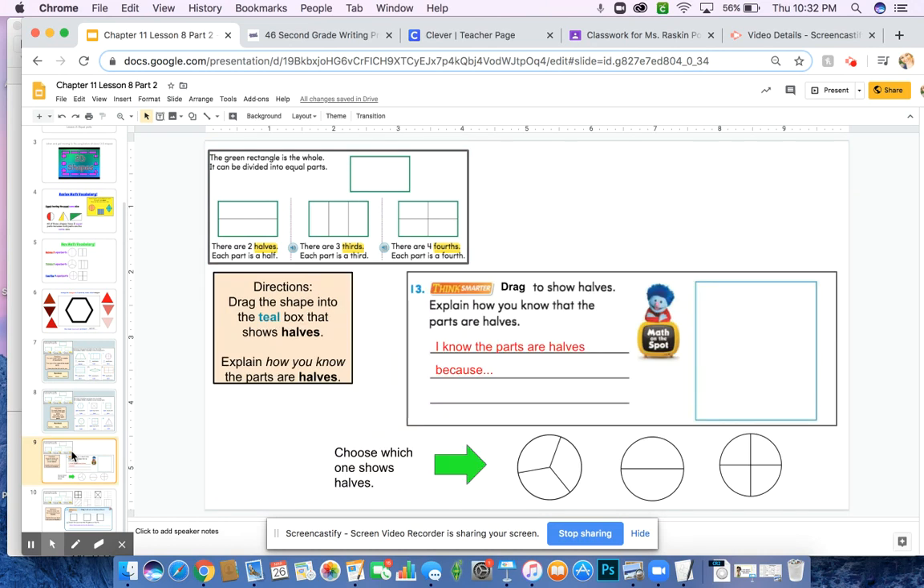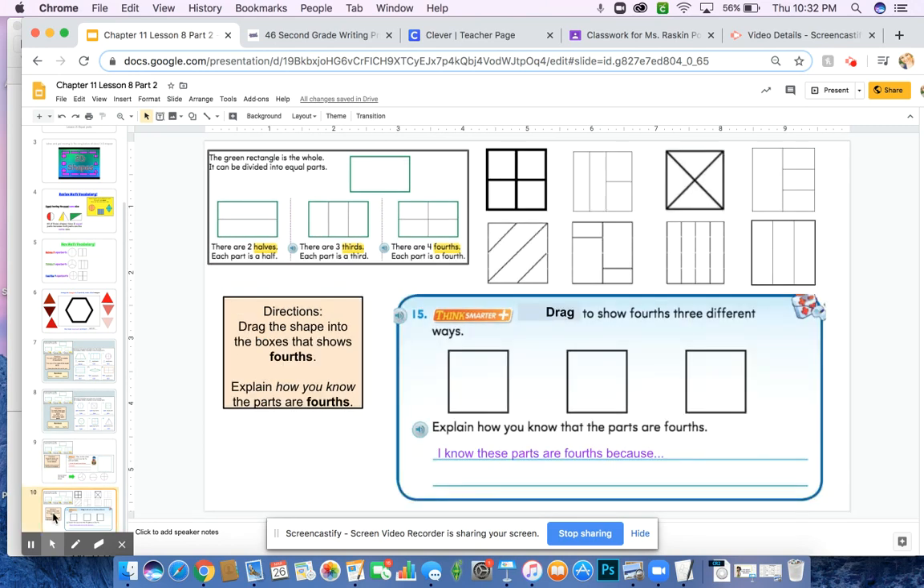Alright, for this one, I'm keeping this cheat sheet at the top just so you can reference it in case you're not sure what halves, thirds, and fourths look like. So the directions for this part are to drag to show halves. So on the bottom there are 3 circles. You're going to pick which one shows halves, drag the shape into this box, and you're going to complete the sentence with how you know it's halves. This says, I know the parts are halves because, and you're going to prove how you know that it is halves.